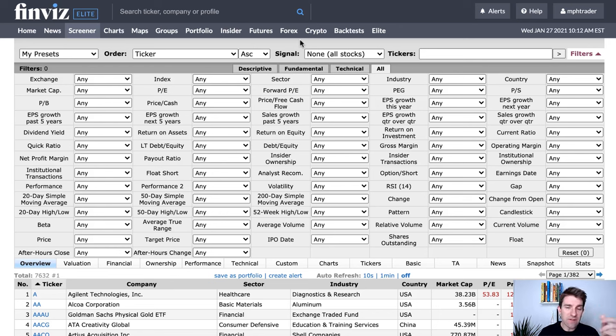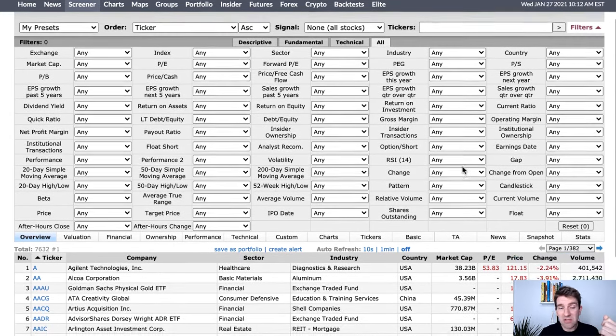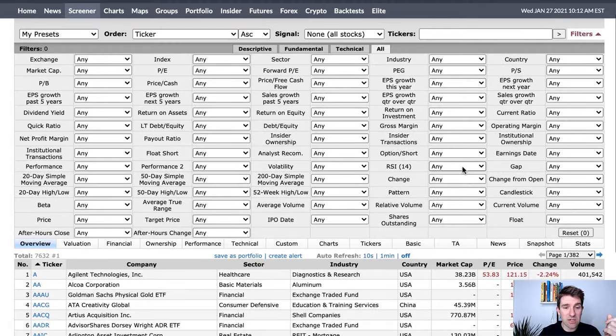So with Finviz, I'm using the premium version here. I did a video a while ago talking about whether it was worth the money, and I've been happy with it so far. I don't use Finviz every day, but it's quite handy now and then to pull through the screener.